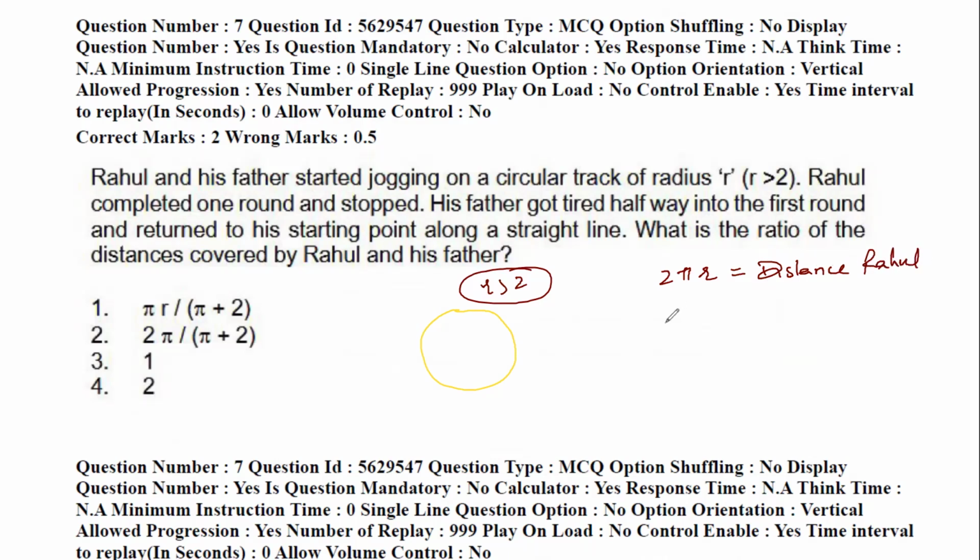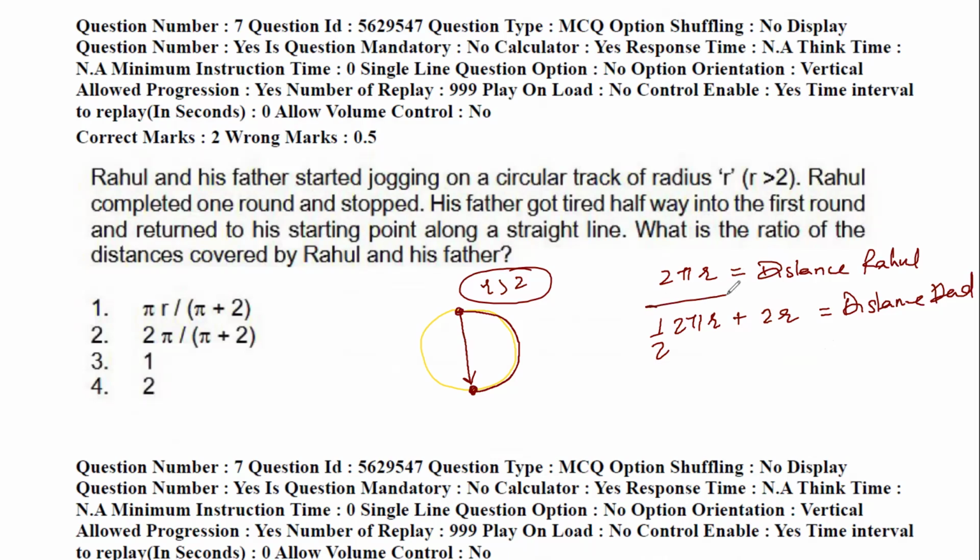And father covered halfway through. So half of 2 pi r plus he walked a straight line. Suppose his father started from here. He went half the circle and came back to the starting point. So he covered the diameter, right? So plus 2r, correct? So this is the distance of dad, his father.